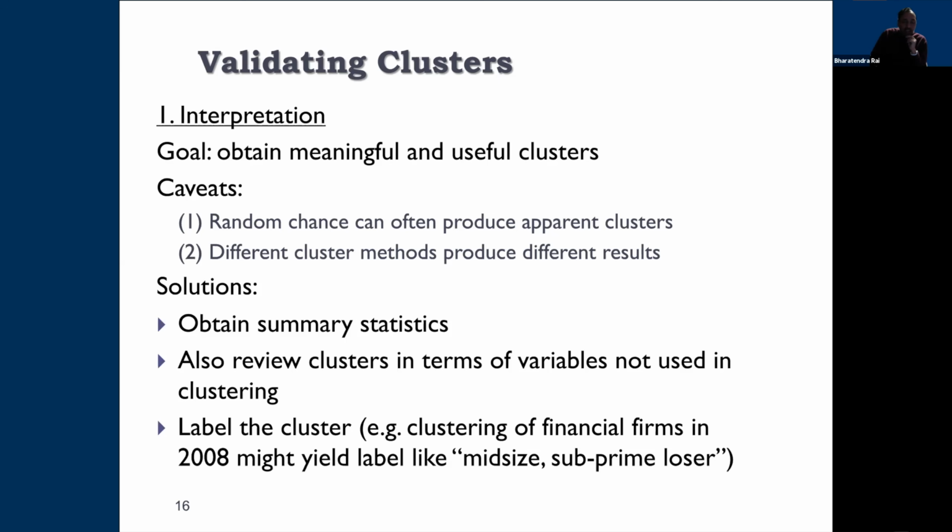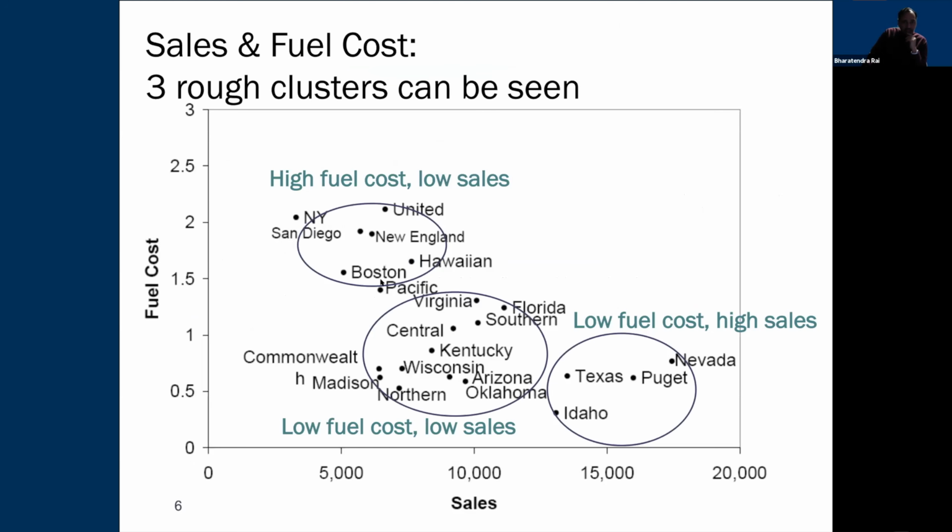Sometimes people bring in qualitative variables and see whether the clusters make any sense in terms of those variables. Another thing we do is label the cluster. For example, this cluster they have labeled as high fuel cost, low sales. So that's a label or name given to that cluster. This is low cost, high sales, and this is in between.